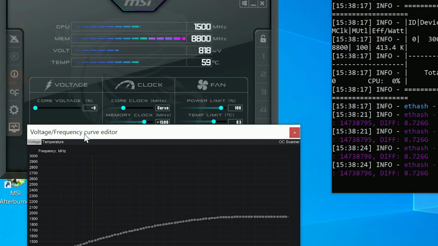So I got in and started locking down the core voltage and bringing the core clock down. Below 1500 megahertz on the RTX 3060 Rev 2 will start impacting hash rate, so we left it at 1500 megahertz. And to maintain that core clock speed, we had to maintain essentially 818 millivolts on the core voltage.